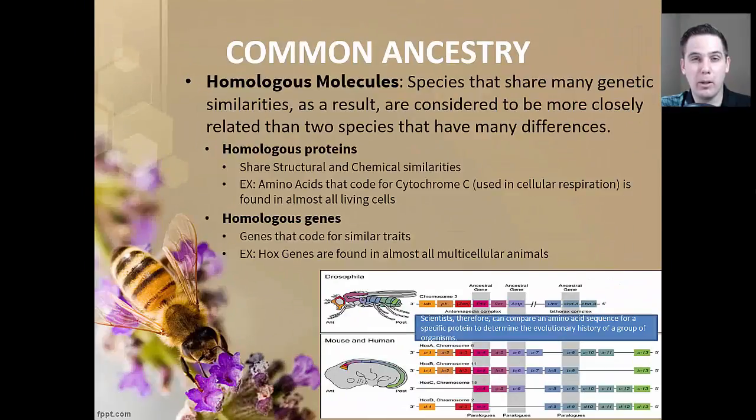In the last video, we talked a lot about homologous structures in the form of bones, but it's not just about bones. There are also homologous molecules, which are species that share many genetic similarities, and as a result are considered to be more closely related than 2 species that have many more differences, just comparing the molecules before we even look at the bone. The 2 types of molecules that a scientist will look at are homologous proteins, which will share certain structural and chemical similarities, and homologous genes, genes that code for similar traits, such as bones and bone structure that we talked about in the previous video.